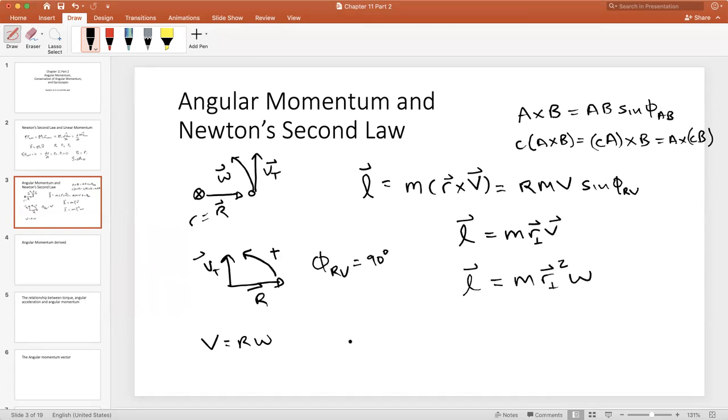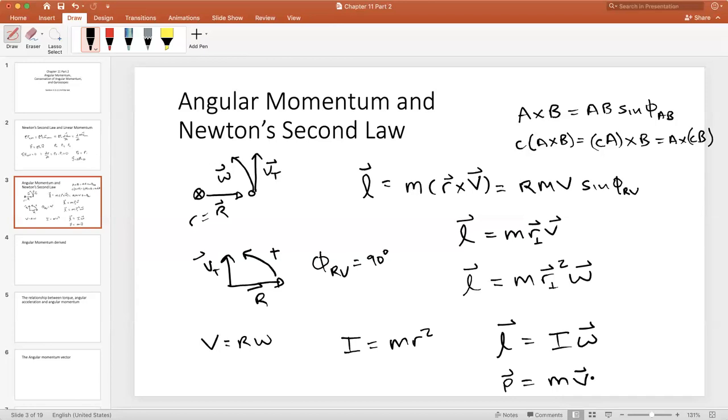Now, you should also recall that for a point particle, the moment of inertia is m r squared. Therefore, we have that L, the angular momentum, is equal to the moment of inertia of a particle times its angular velocity. It looks a lot like P, the linear momentum, which was m v, where instead of m, we have a moment of inertia, and instead of a tangential velocity, we have a rotational velocity.